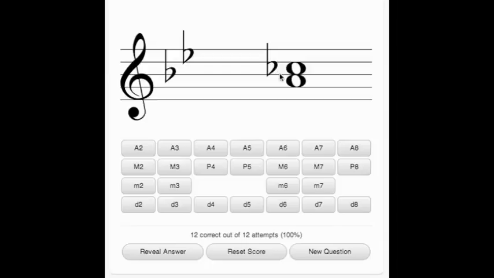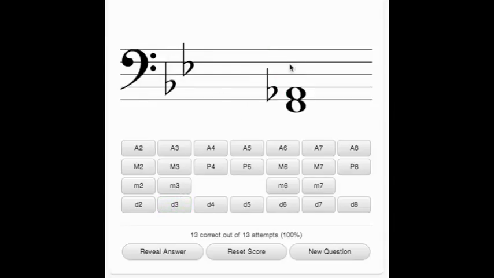That's a minor third that's been lowered by a half step, and a minor third that has been made smaller by a semitone or by a half step is a diminished third. Okay, so let's have a look at this one.